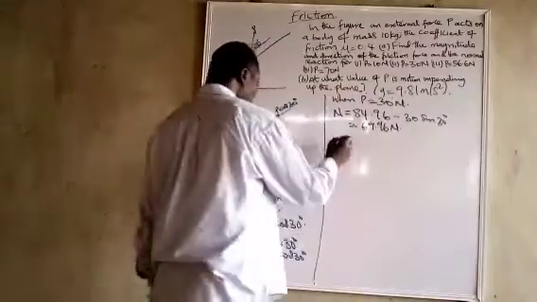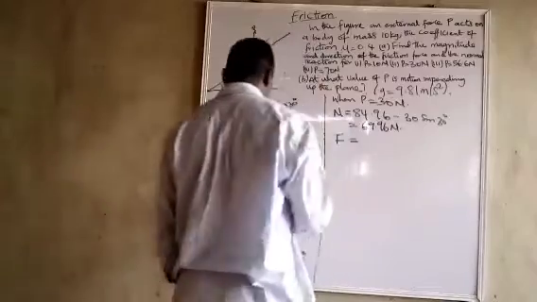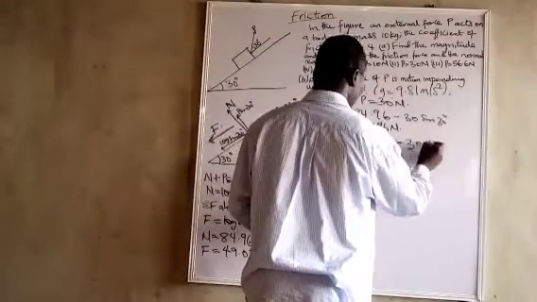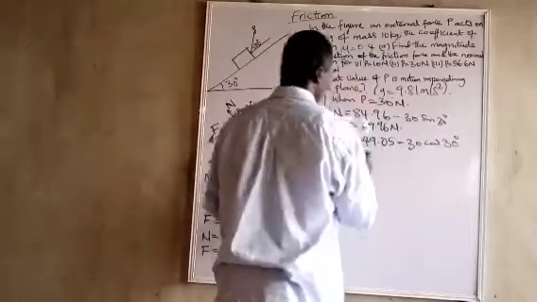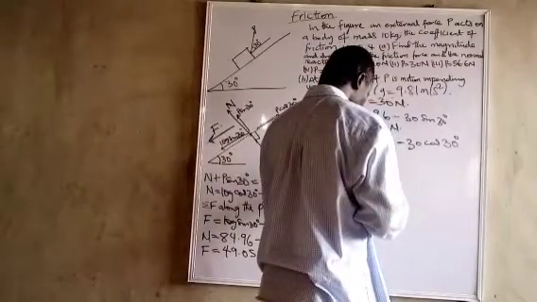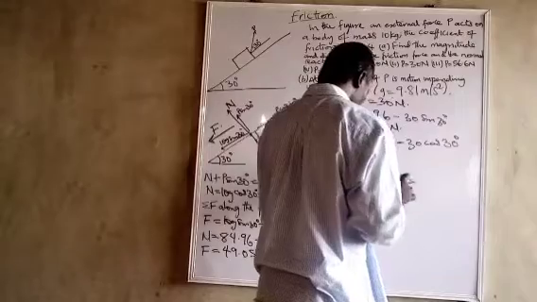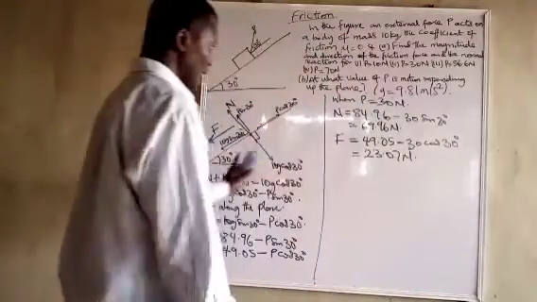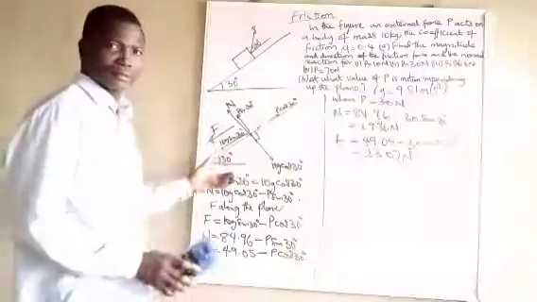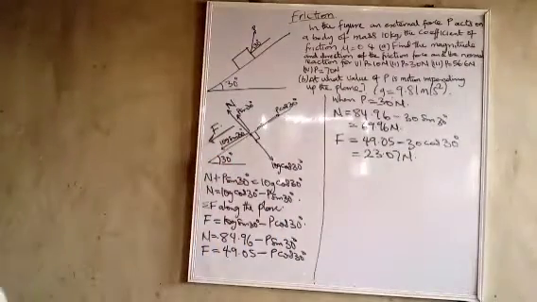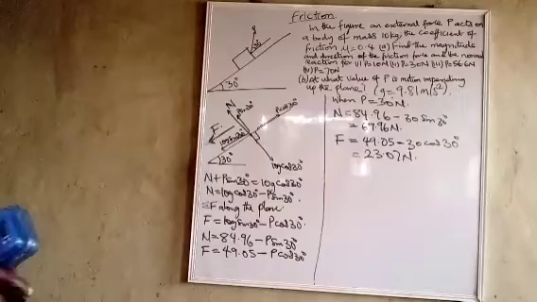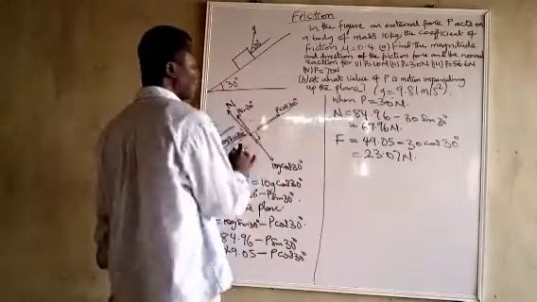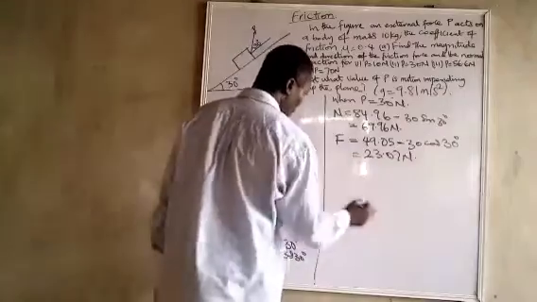The resultant force on the surface will be equal to 49.05 minus 30 cos 30 degrees. And that is 23.07 Newton. You can see. So it means that you have a total force of 23.07 down. Therefore, there will be a frictional force upward. So in this instance, there will be frictional force upward.